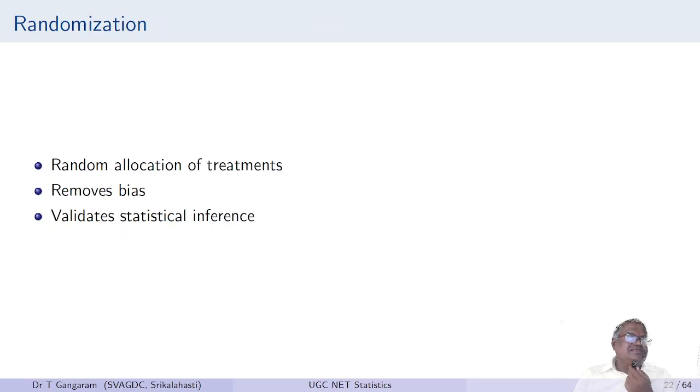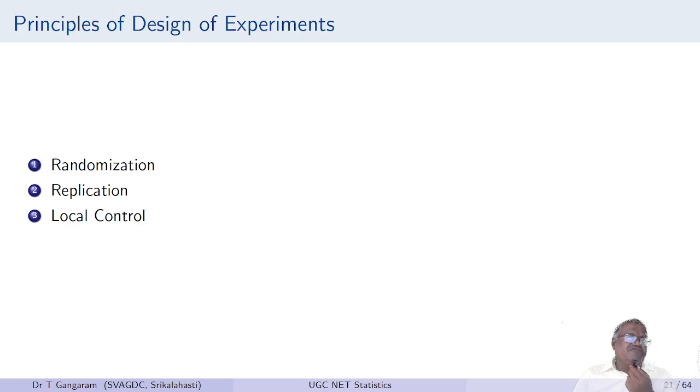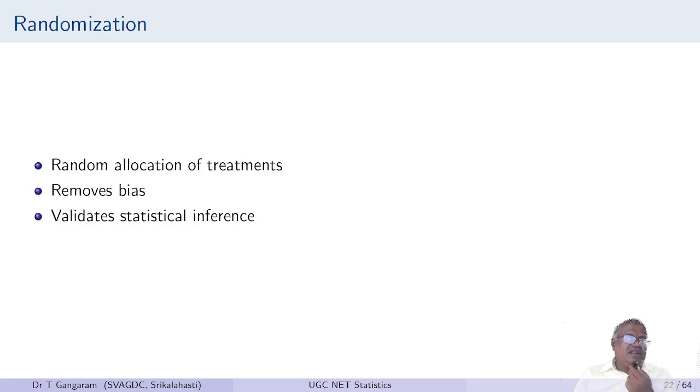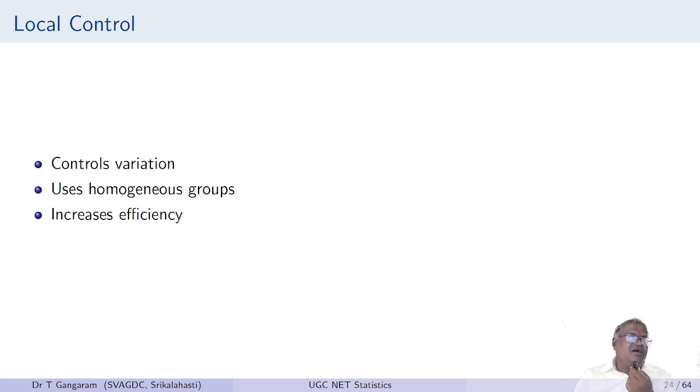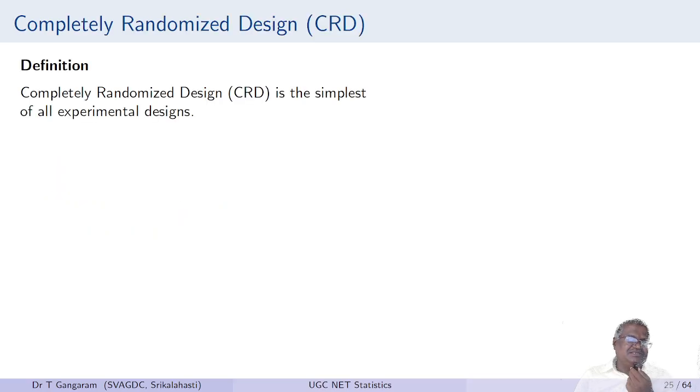We have covered all this. This is a quick review of what we learned so far: randomization, replication, local control. Randomization is the allocation of treatments. Random allocation removes bias and validates statistical inferences. Replication is the repetition of treatments; it helps estimate experimental error and improves precision. Local control controls variation, uses homogeneous groups, and increases efficiency.